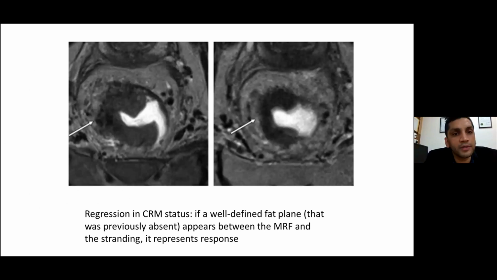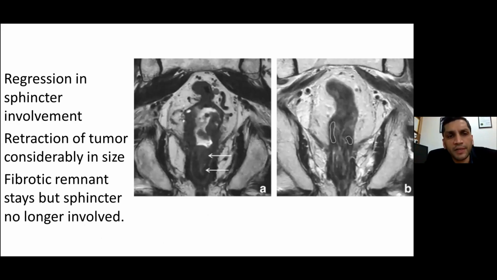In terms of regression of CRM status, if there's a well-defined fat plane that was previously absent, as you would see on this image, there was no definite fat plane previously, and now there's a well-defined fat plane. So this would represent a response on post-treatment imaging. Regression in sphincter involvement: this was the pre-treatment imaging, where the tumor was invading into the sphincters, and post-treatment, this is the response, and this is how it has regressed. However, we need to know that the tumor may retract significantly in size, but the fibrotic reactions can sometimes cause confusion in such patients as well.